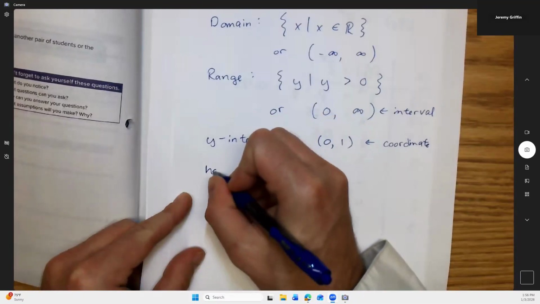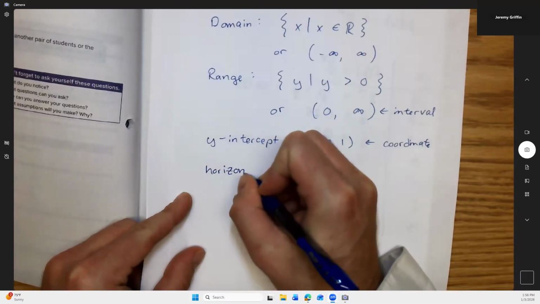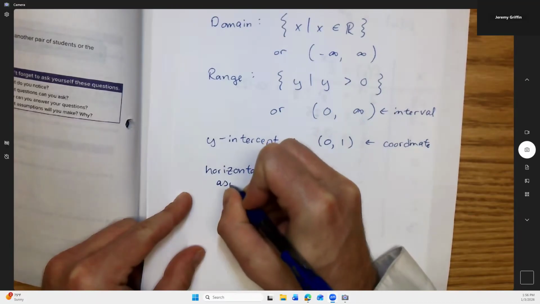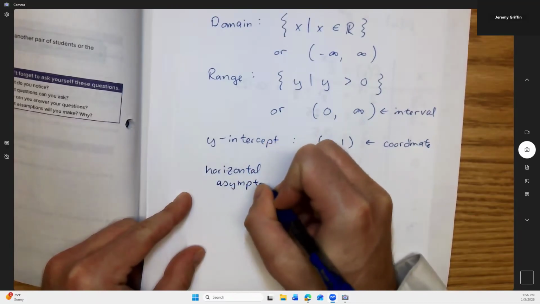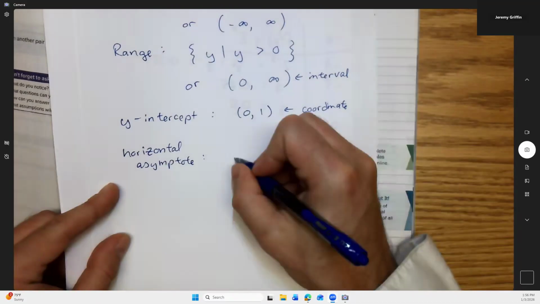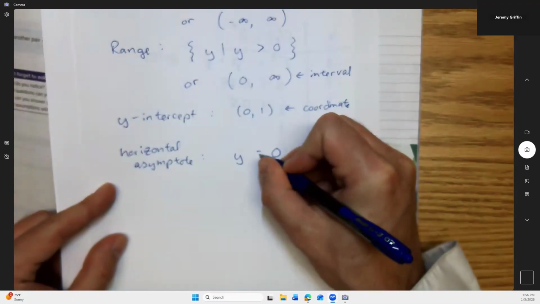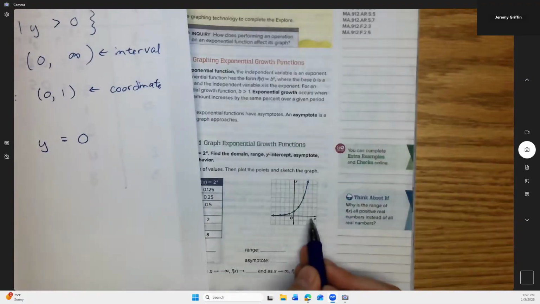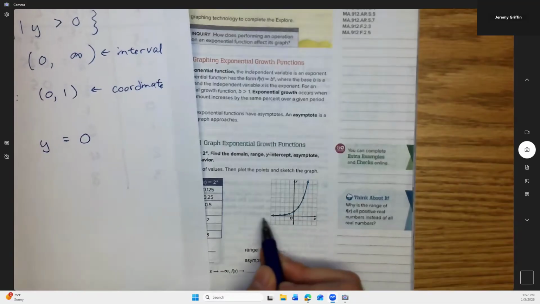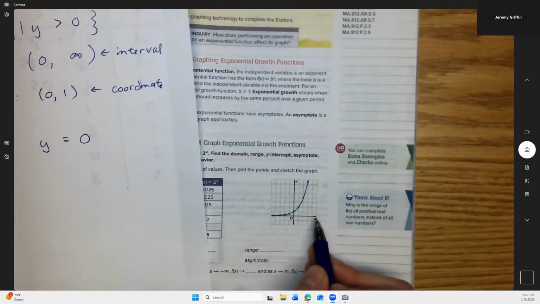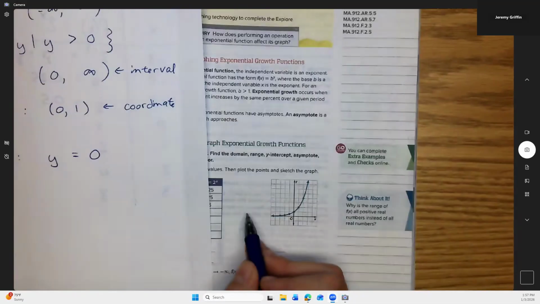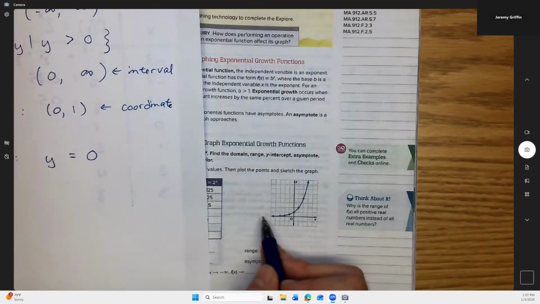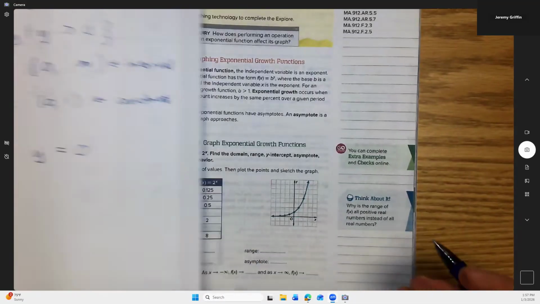How about the asymptote? I'd say a horizontal asymptote, and that's at y equals 0. Because y is equal to 0 and x could be anything, I could dash a horizontal line right here. If you go to the left forever, this graph will approach that asymptote but never reach it.